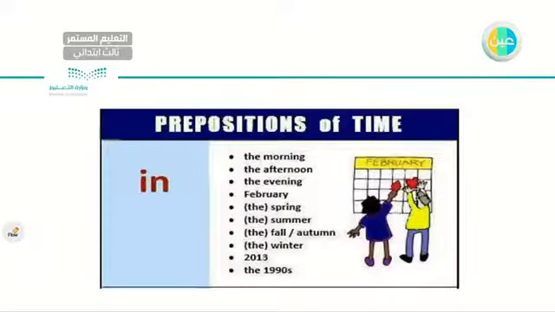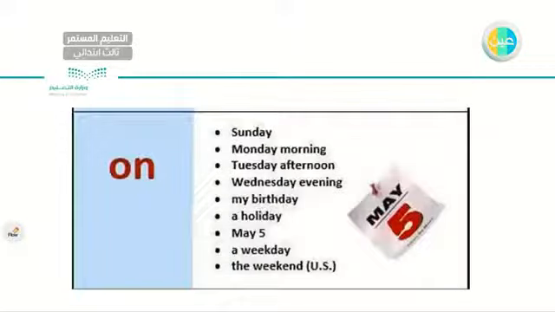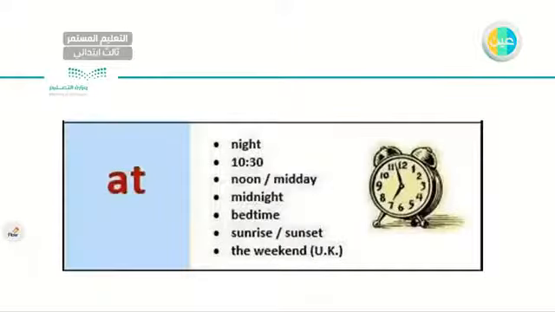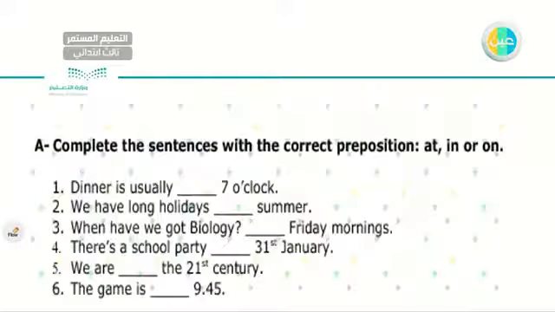Let's go through them one more time. We already learned this in the first term: in, on, and the last one I have is at. You have them in your books. So these are the three prepositions of time: in, on, and at. Very good. So let's try to answer this exercise together. Complete these sentences with the correct prepositions of time: in, on, or at.